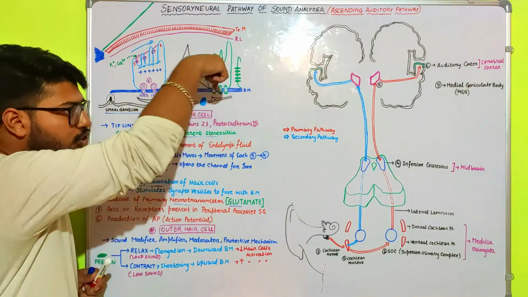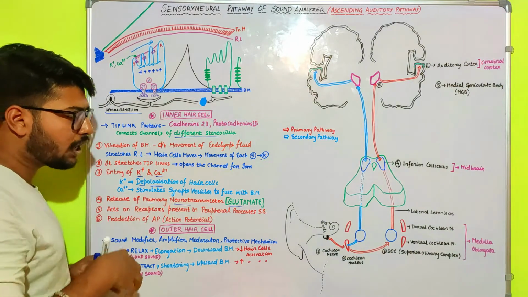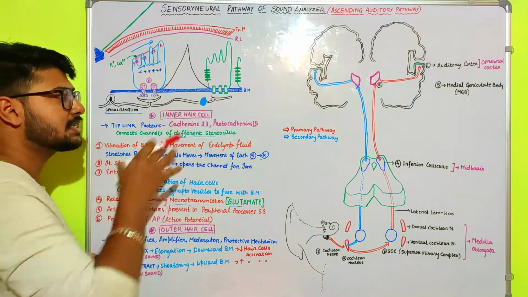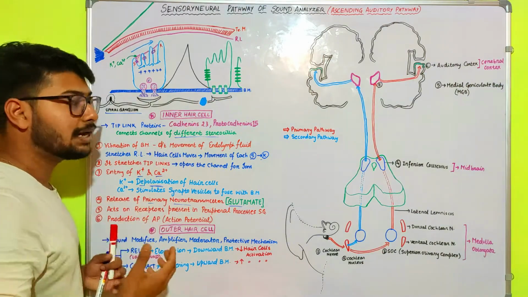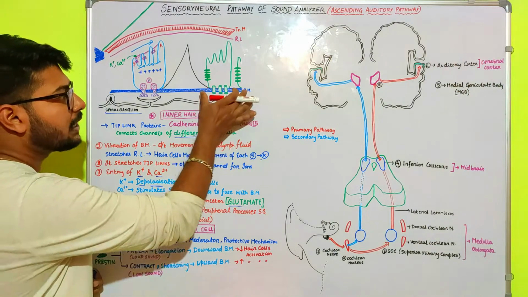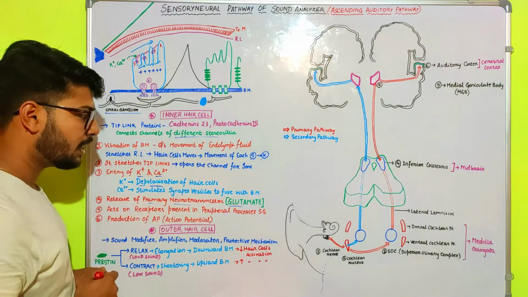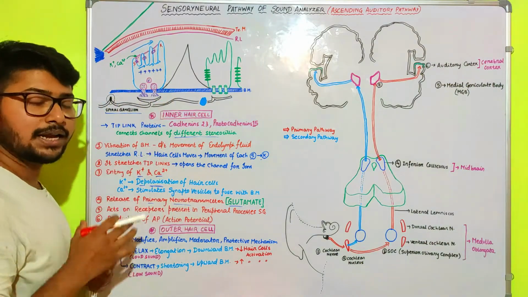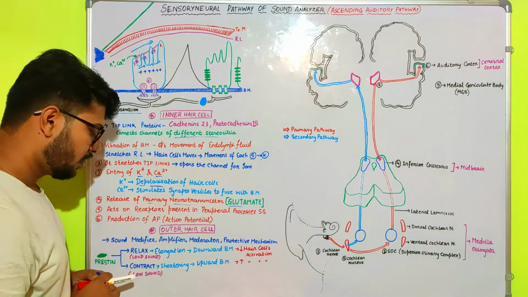Due to the pushing of the basilar membrane downward, what will happen? There will be a decrease in hair cell activation. It means that it limits the basilar membrane movement, and when it limits the movement of the basilar membrane, it is going to decrease the inner hair cell activation.